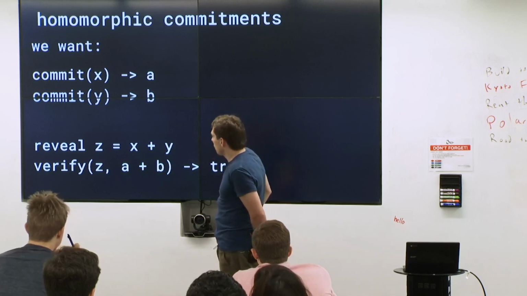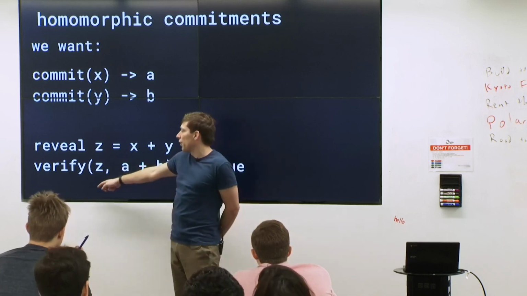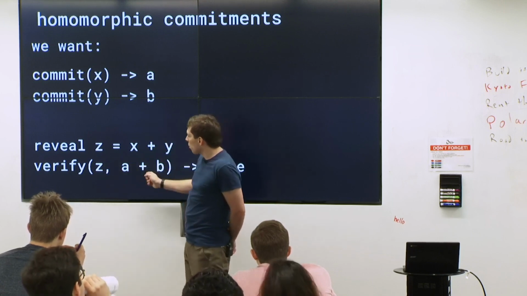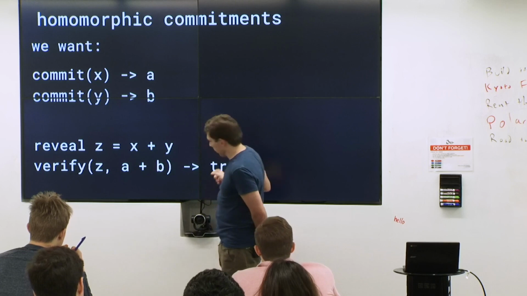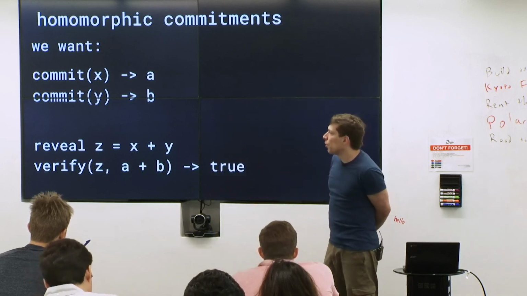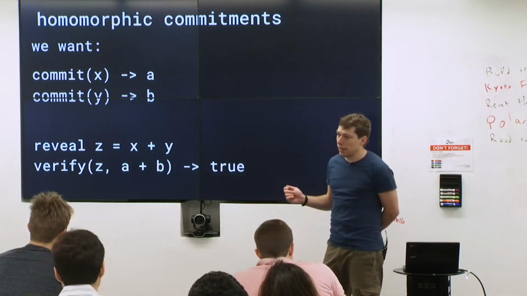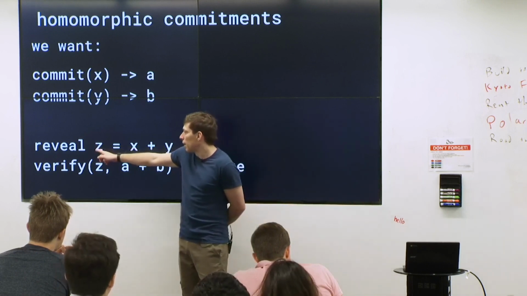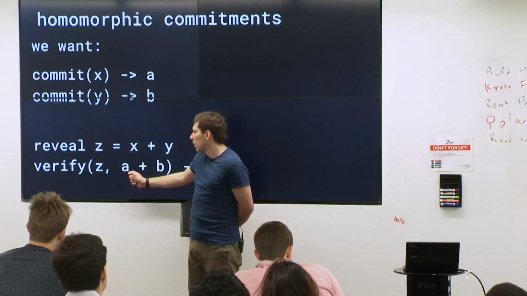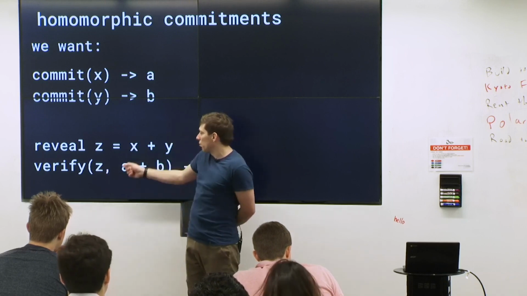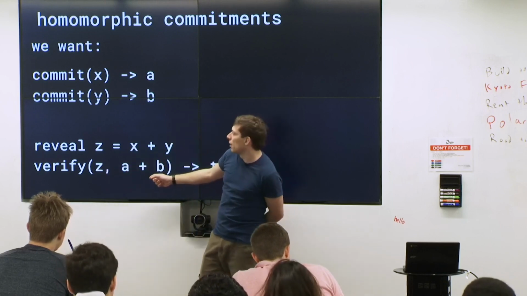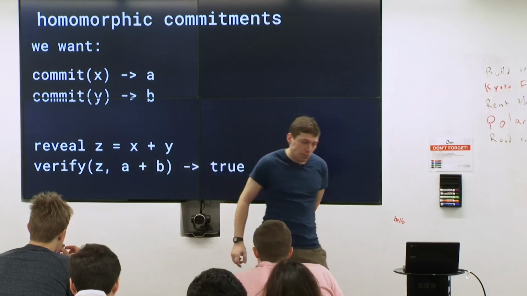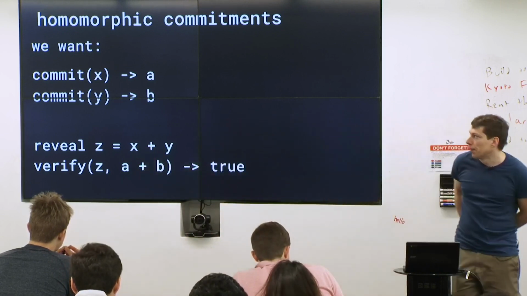And then we want the verify function to put Z in, and A and B, either A plus B or A and B separately, and return true. Right? So we don't want to reveal X and Y separately. We will reveal the sum of X plus Y, and then we'll just have the commitments themselves. Since these are the same operator, it'd be cool if that worked. This is what we want, right?